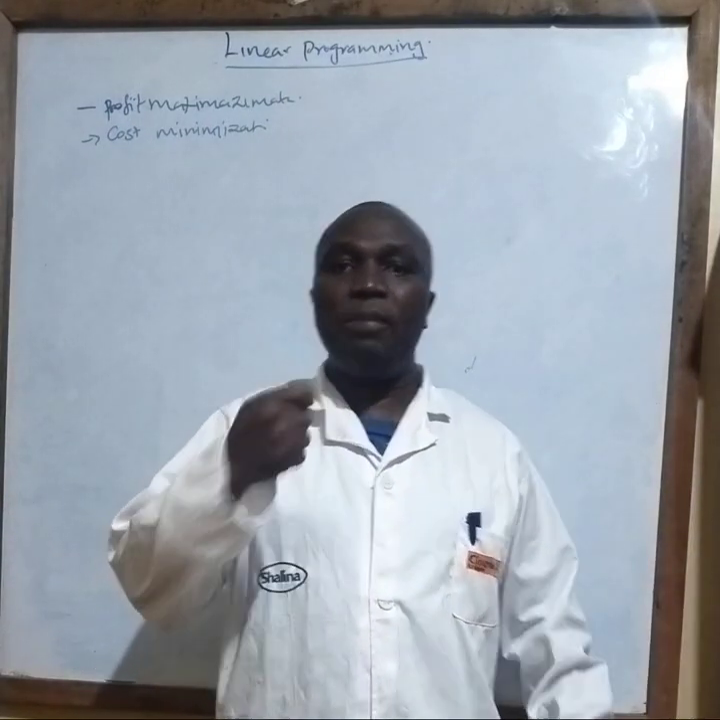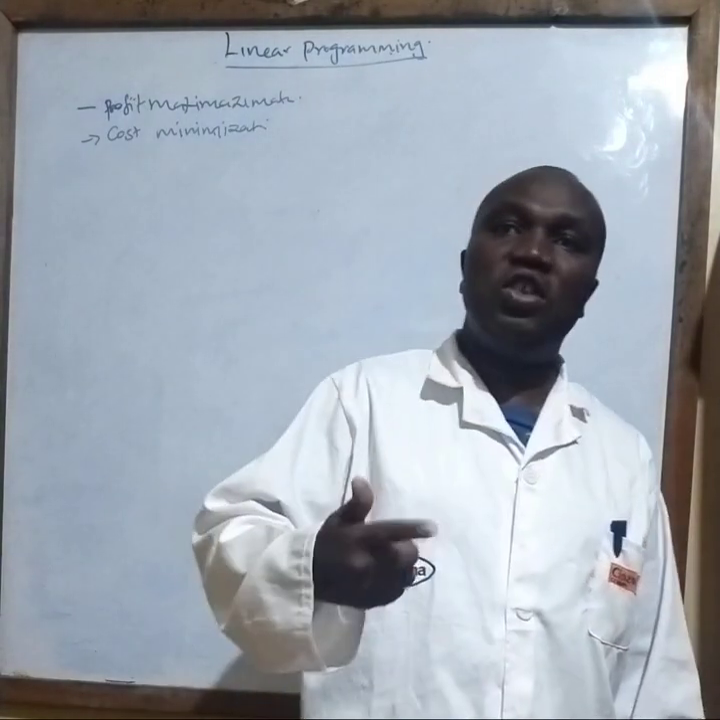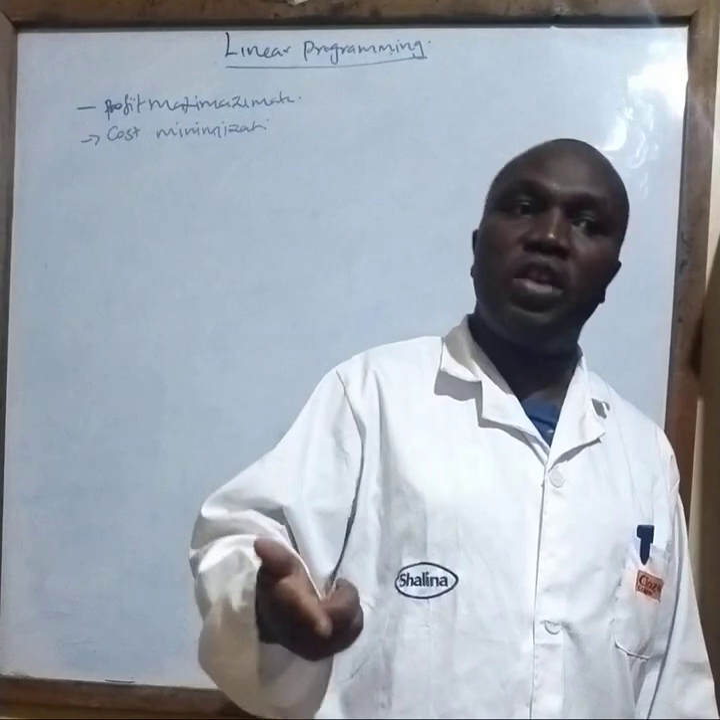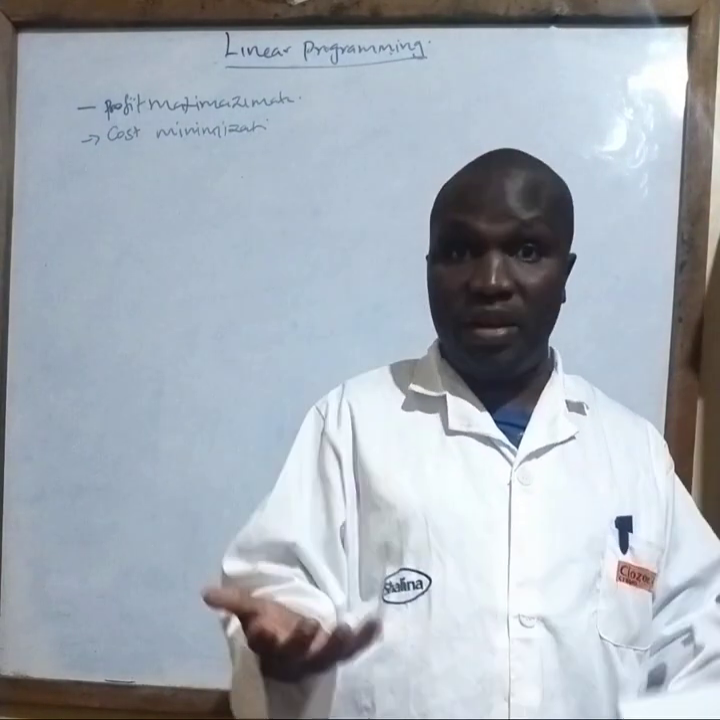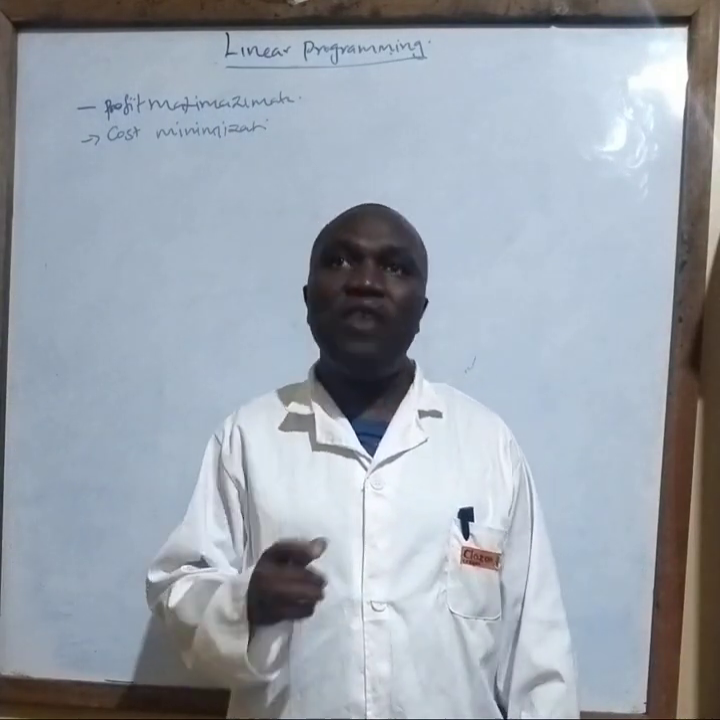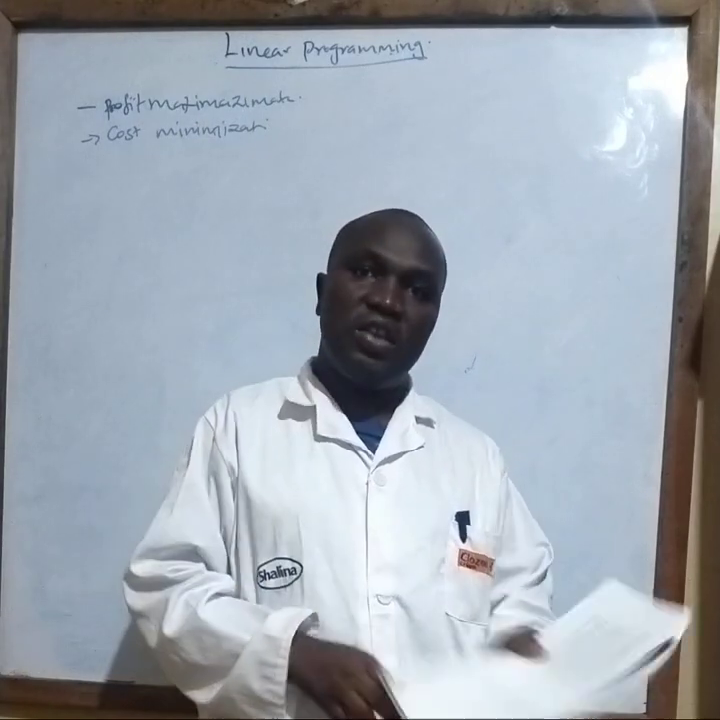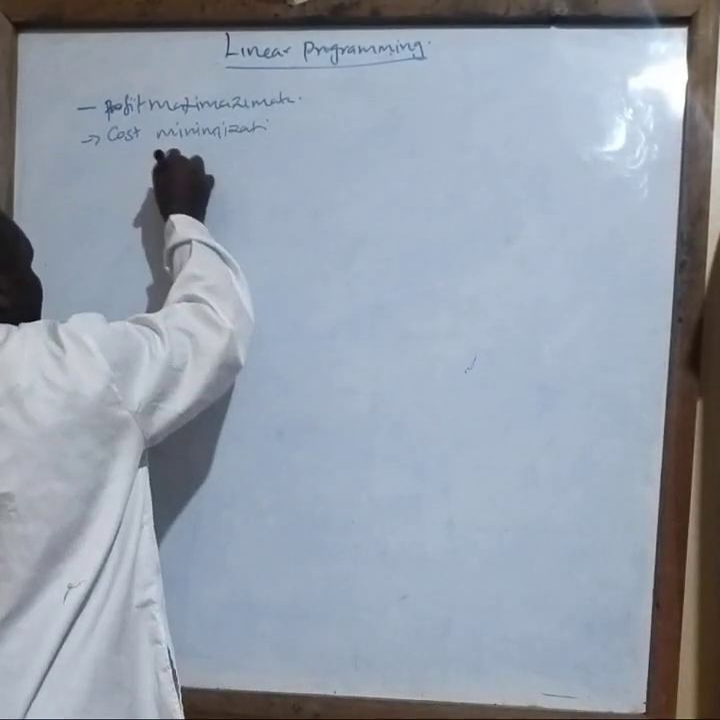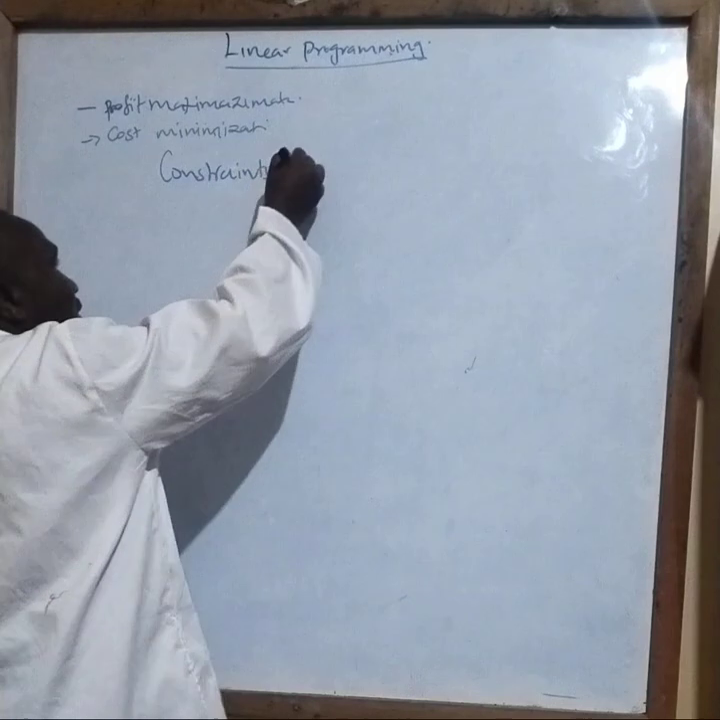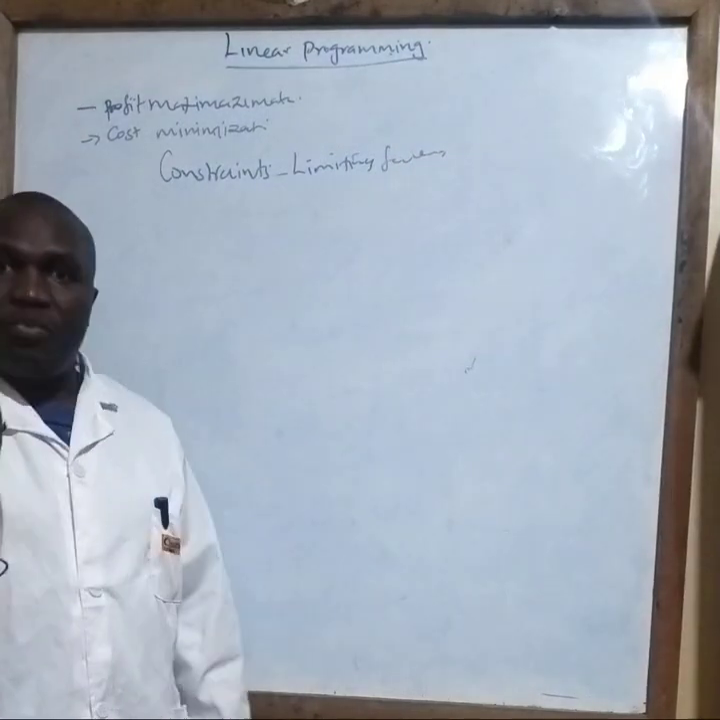For instance, you might be in a position to maximize profits, but you don't have enough labor. You might also be in a position to maximize profit, but you don't have enough capital. You might also be in a position to maximize profit, but the time available is limited. So we have what we call limitations affecting this linear programming. And the limitations or shortages that will interfere with maximizing profits are what I call constraints. So these are limiting factors that will hinder your performance.